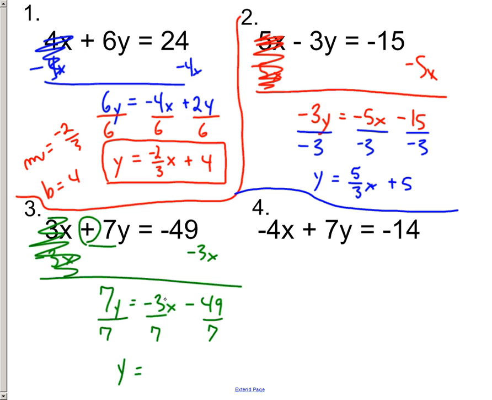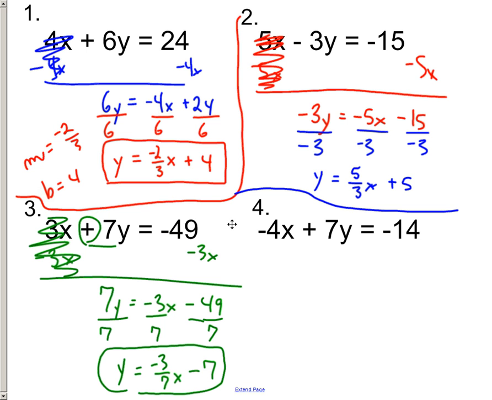Y equals negative 3/7 x, negative 49 divided by 7. See, I'm thinking of this sign already as making this negative 49. So that equals negative 7. So there we go.